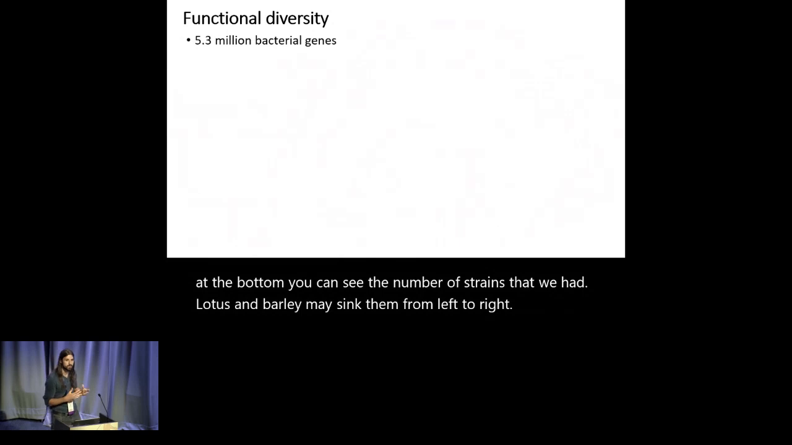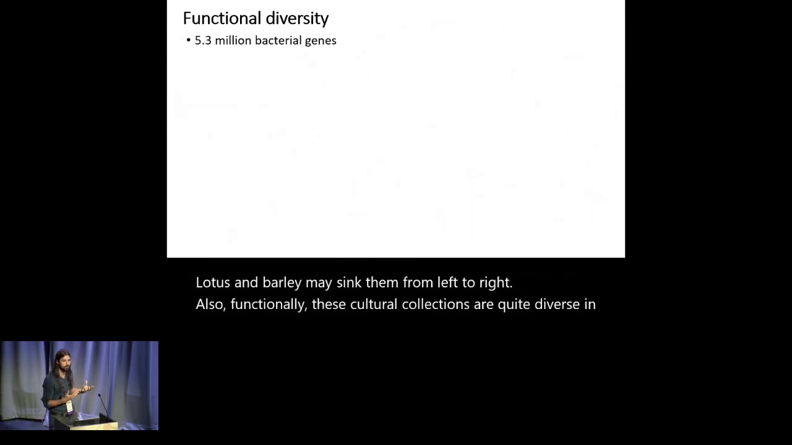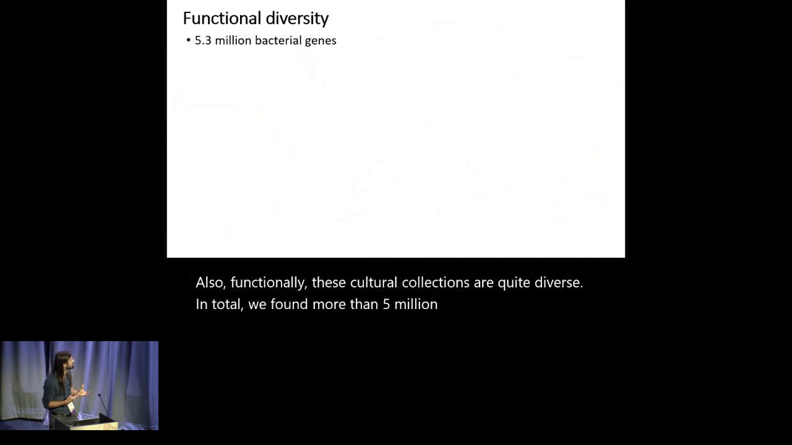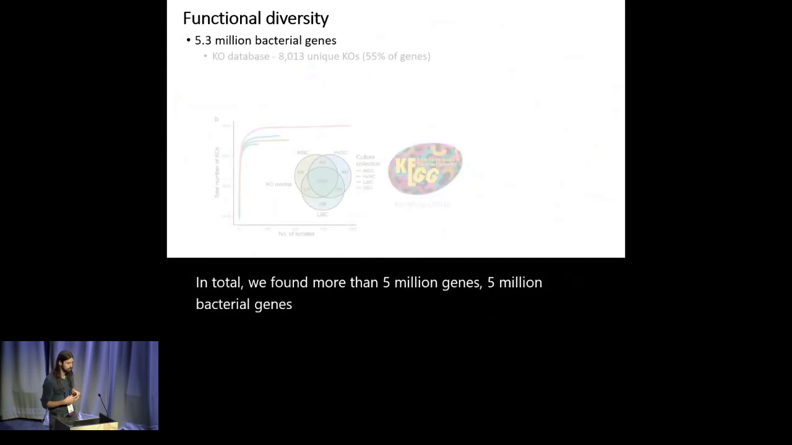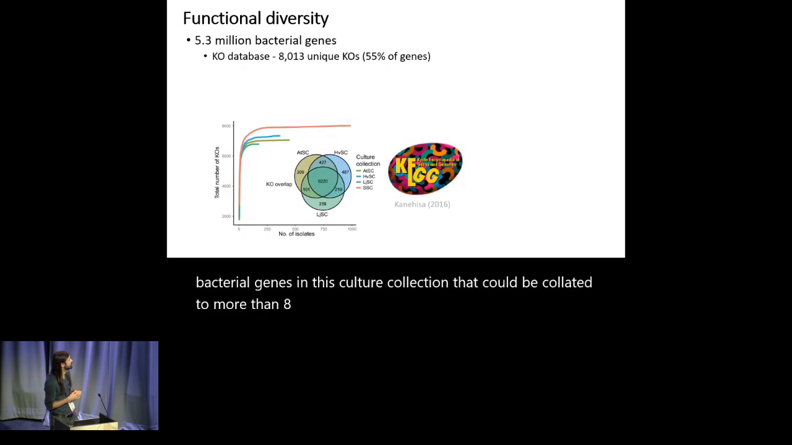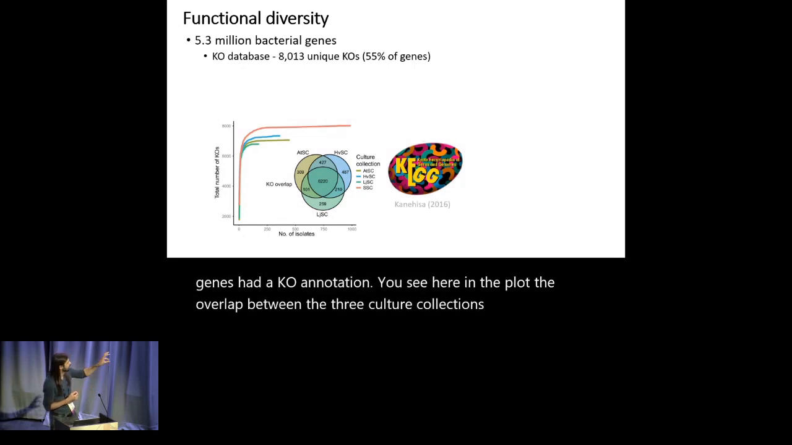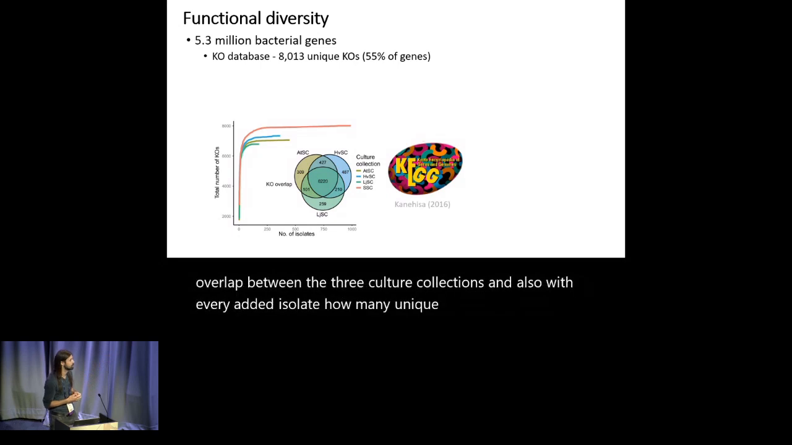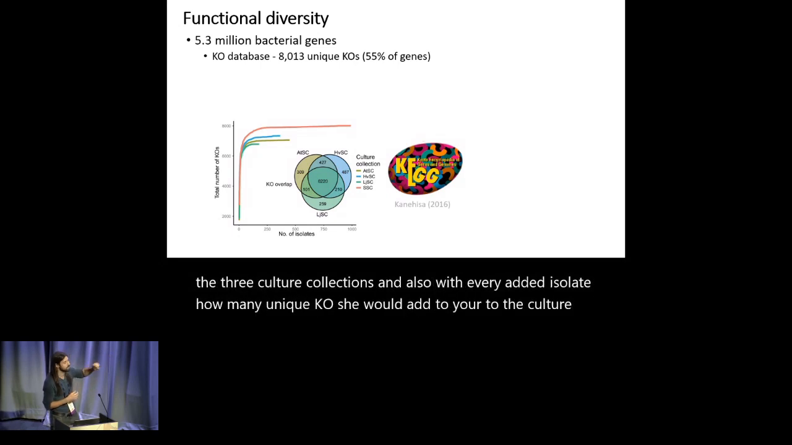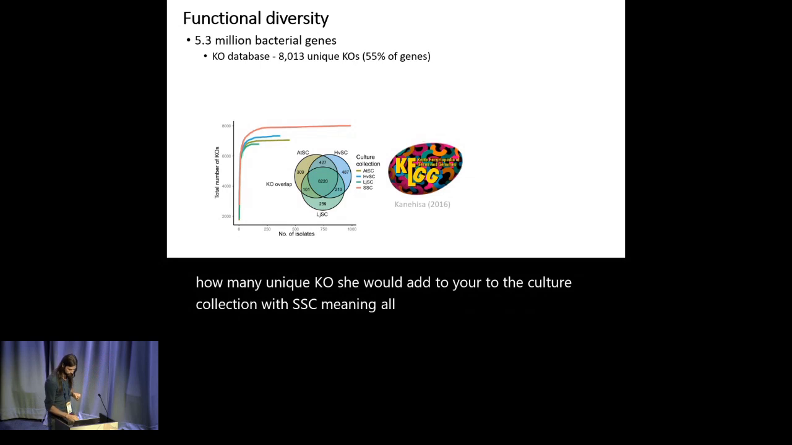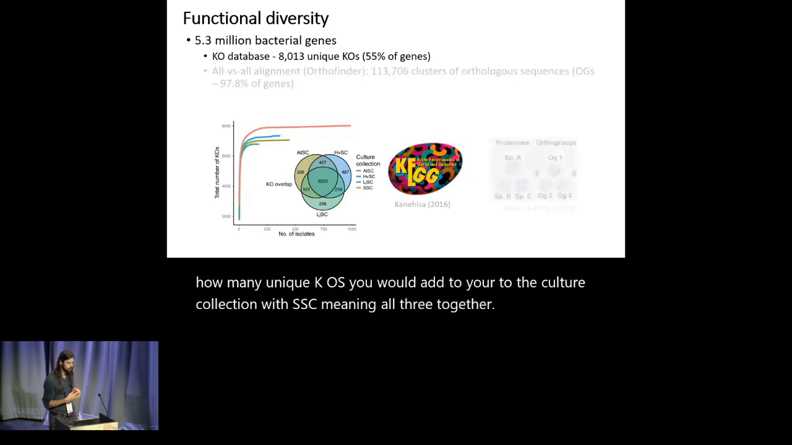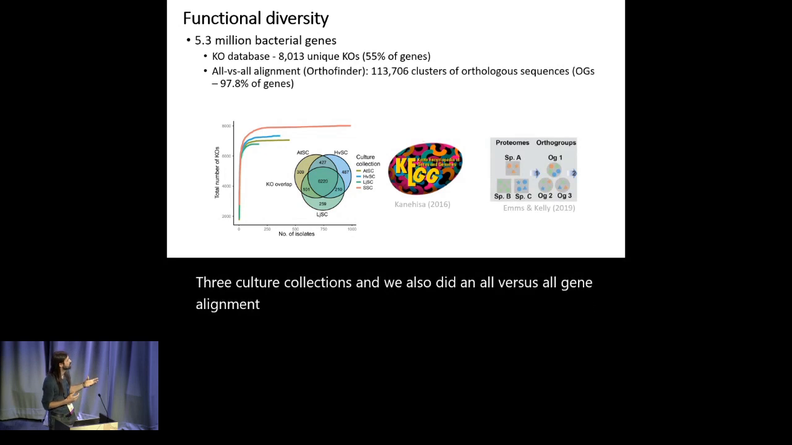Also, functionally, these culture collections were quite diverse. In total, we found more than 5 million bacterial genes in this culture collection that could be collated into more than 8,000 unique KOs. Just more than half of the genes had a KO annotation. You see here in the plot the overlap between the 3 culture collections, and also with every added isolate, how many unique KOs you would add to the culture collection, with SSC meaning all 3 culture collections together. And we also did an all versus all gene alignment using OrthoFinder that led to more than 100,000 clusters of orthologous sequences, or orthogroups.